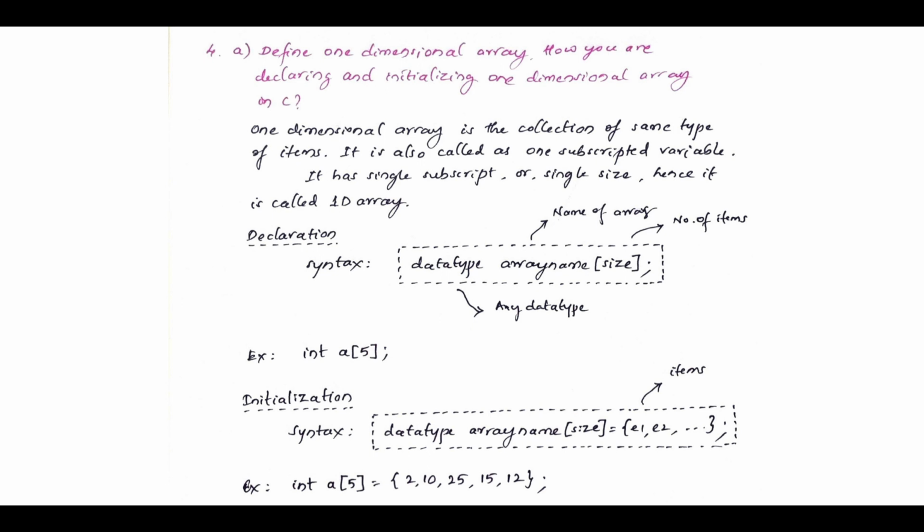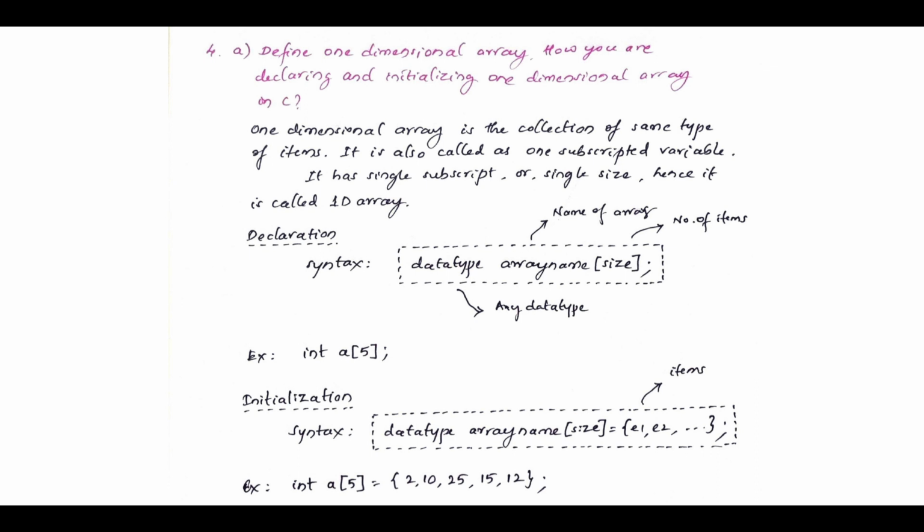And how we are going to declare it? First, you are going to write the data type and array name. Inside the bracket, you are going to specify the subscript or size, which indicates how many items you are going to store in that array. Int a[5] means you are going to store 5 items inside a, 5 integers.